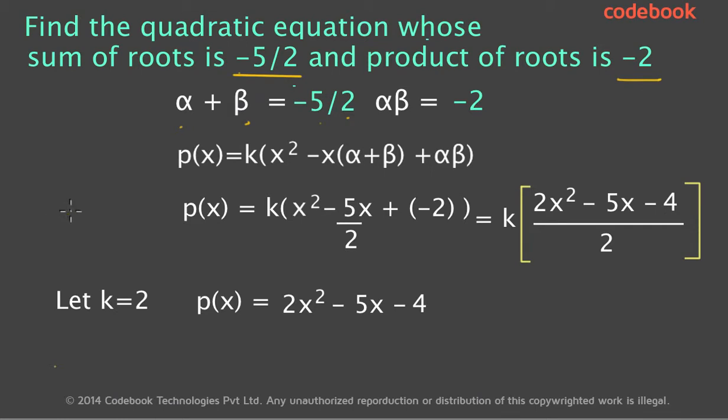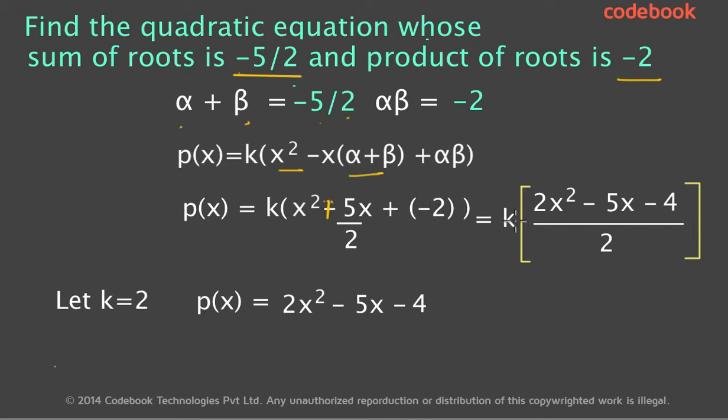If you recall from the previous lecture, p of x can be expressed as k times x square minus x times alpha plus beta plus alpha beta. Here alpha plus beta is equal to minus 5 by 2, so minus 5 by 2 times minus x is actually plus 5 by 2 x. So this is not minus, this is plus. And alpha beta is minus 2, so that is minus 2. So this is nothing but k times x square plus 5x by 2 minus 2.